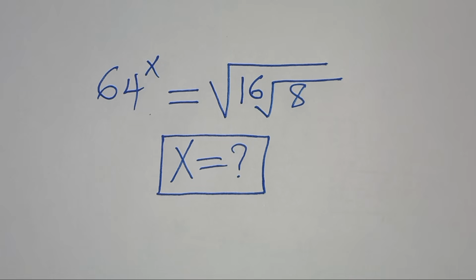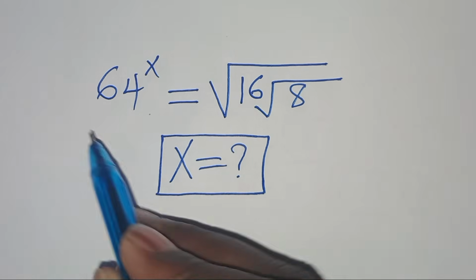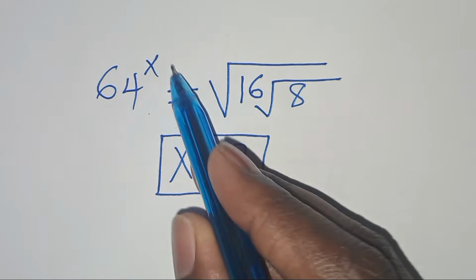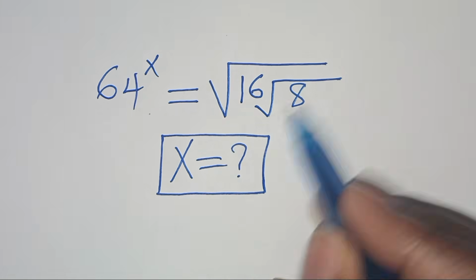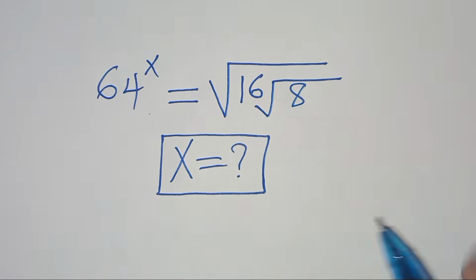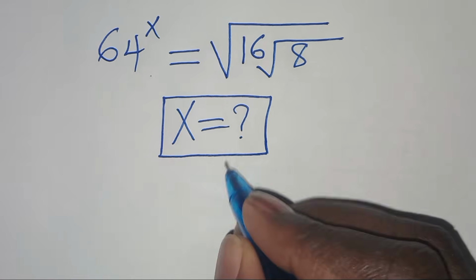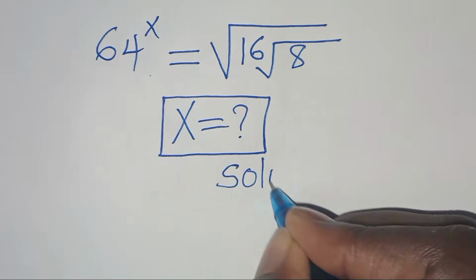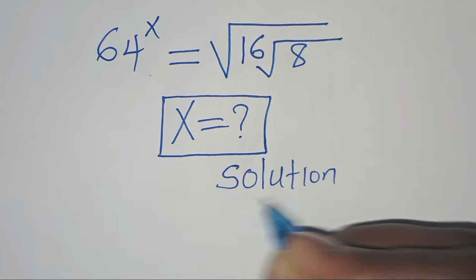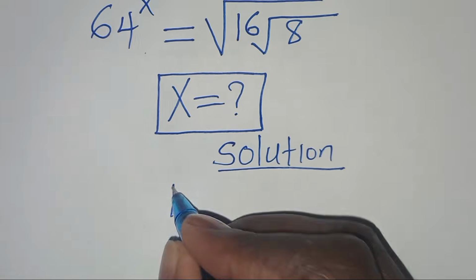Hello everyone, you're welcome to solve this nice math problem, which is 64 to the power of x equal to the square root of 16 times the square root of 8. So what is the value of x? Now let's provide a solution from here. We're going to solve this by applying two methods. Let's start with method 1.